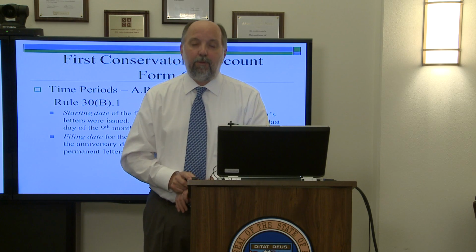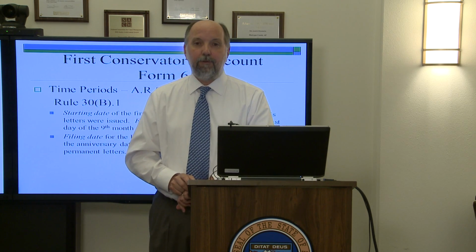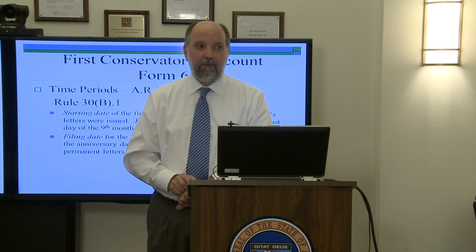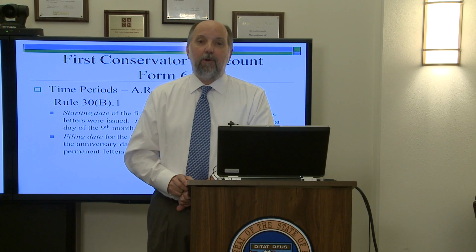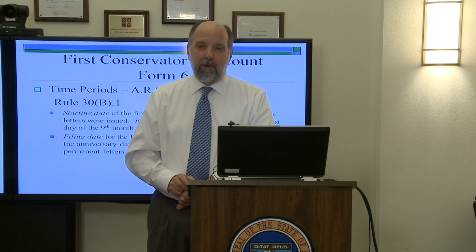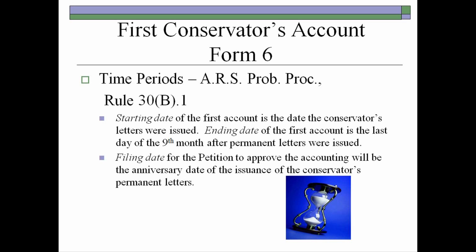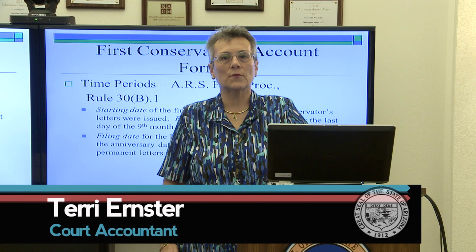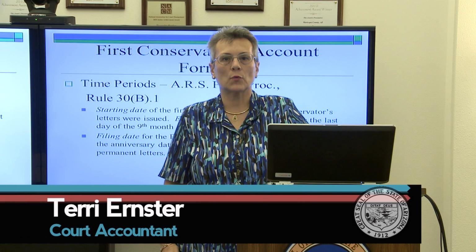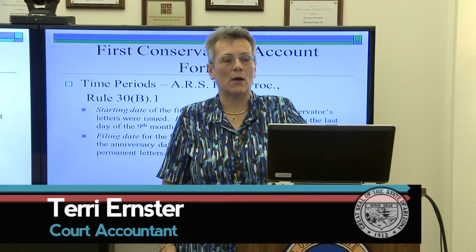Next, we get into the filing of your first conservatorship account using Form 6. And for that, I will send you over to one of our court accountants, Terry Ernster. The first annual account of the conservator is completed on Form 6. All of the conservator forms are sequentially numbered. Form 5 is for the budget. Form 6 will be used for the first annual account.